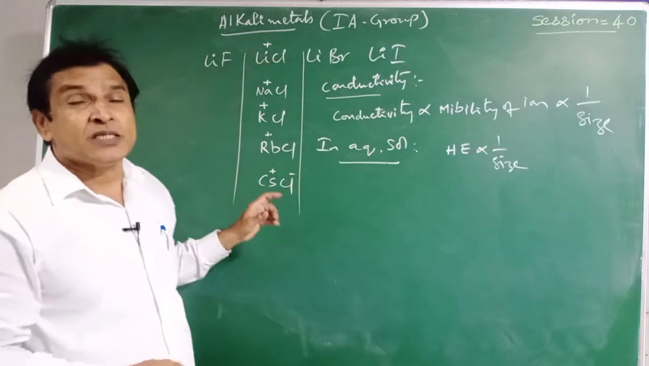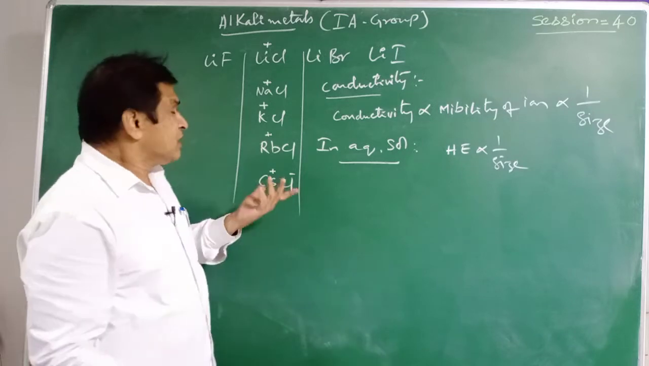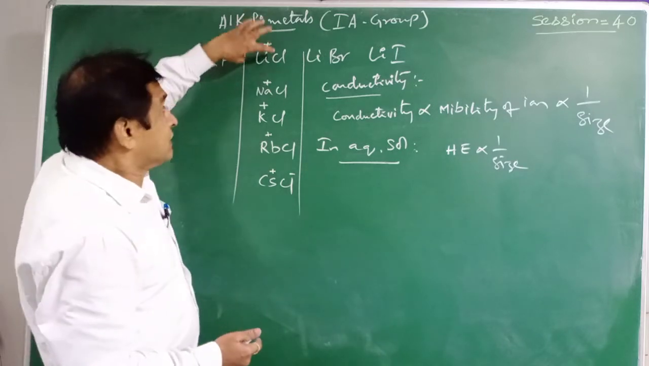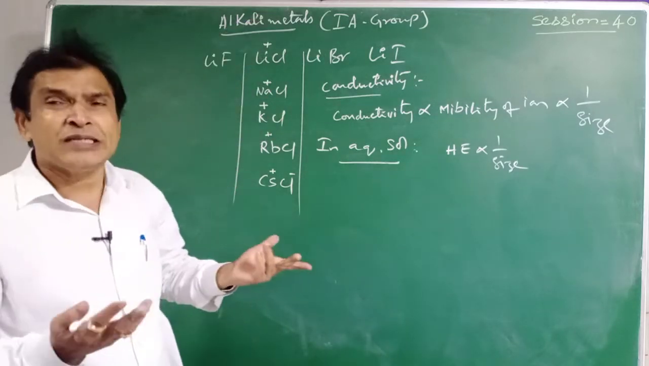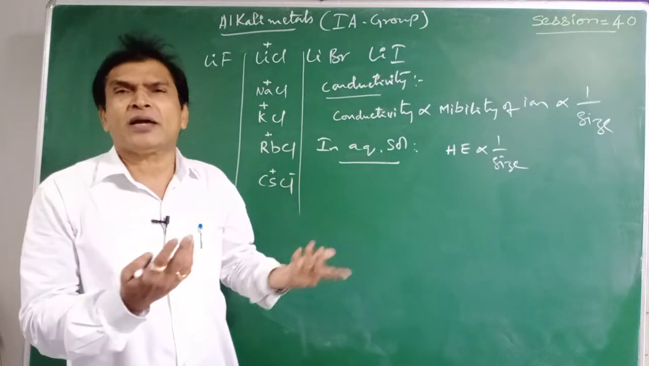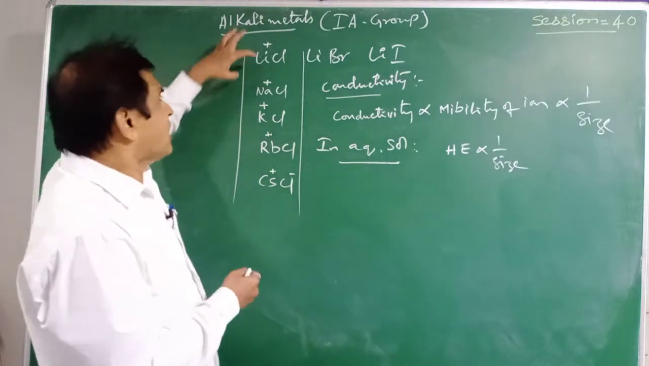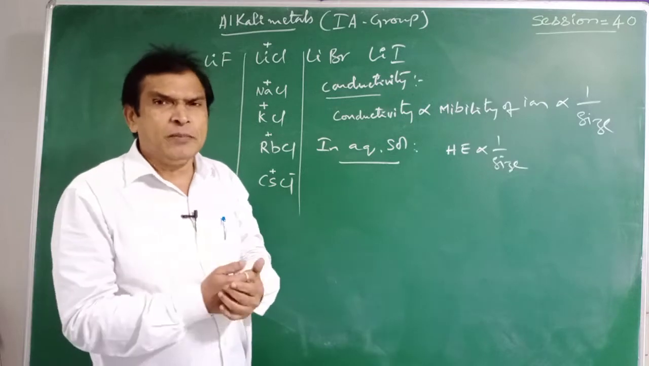Don't expect that because the cesium ion is bigger in size, cesium conductivity is less. That is in aqueous solution conductivity, because in solid state there are no free ions. In solid state, all these ions are tightly packed in the three-dimensional lattice.